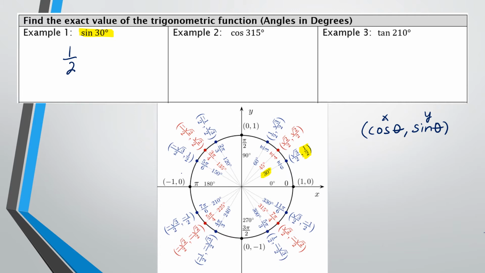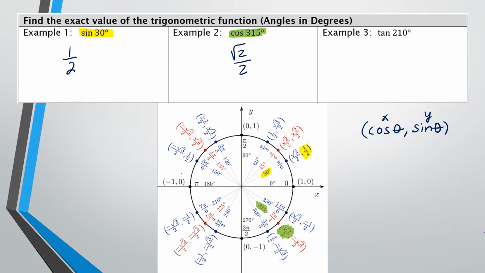Let's look at example 2. So we're talking about the cosine of 315 degrees. So here's 315 degrees. The cosine is always the x coordinate of our ordered pair. So our answer is the square root of 2/2.